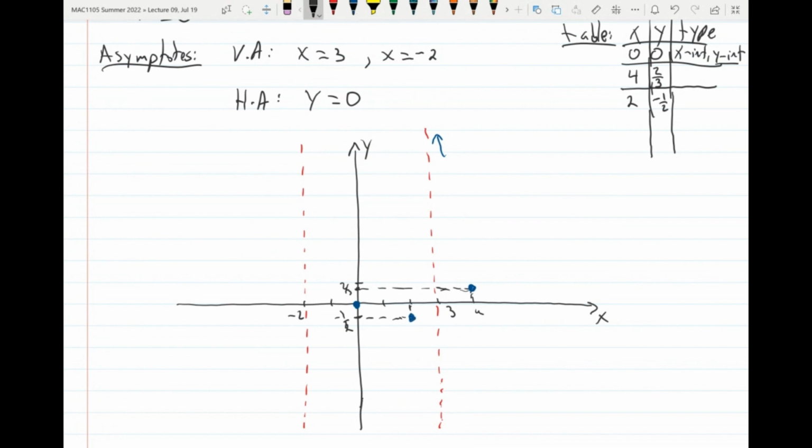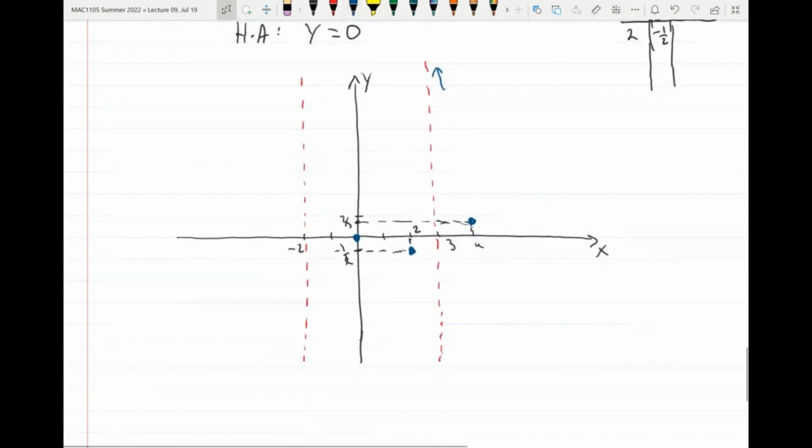Okay, so what does that mean? Is it going up to positive infinity or negative infinity? To the left? Is it going up or down? It's going down. So we have this behavior. Okay, to the right goes up, to the left goes down. Now move to this one and repeat.